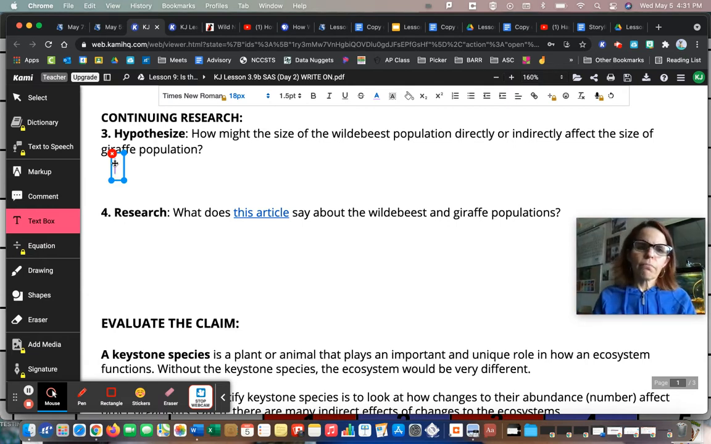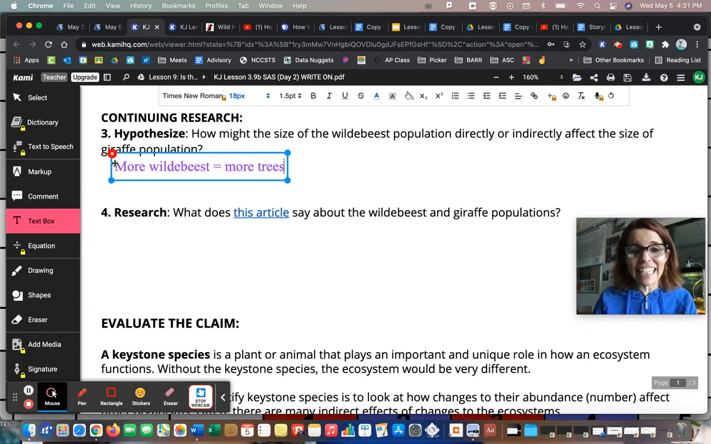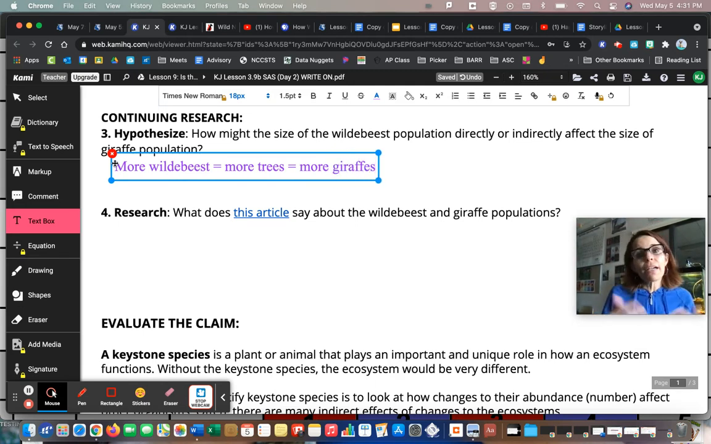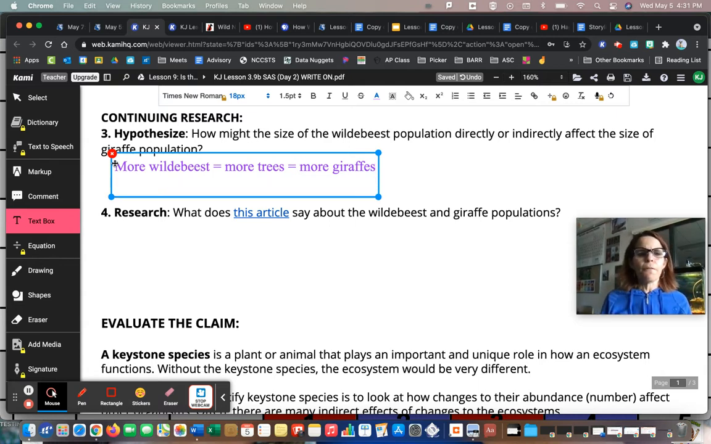So, more wildebeest equals more trees because there are fewer fires. And what do giraffes eat? Trees, right? They eat the leaves from trees. So this is a hypothesis: that equals more giraffes, right? They've got more food. Maybe other animals eat those trees too. So maybe it's not just giraffes. Maybe there are lots of other animals.